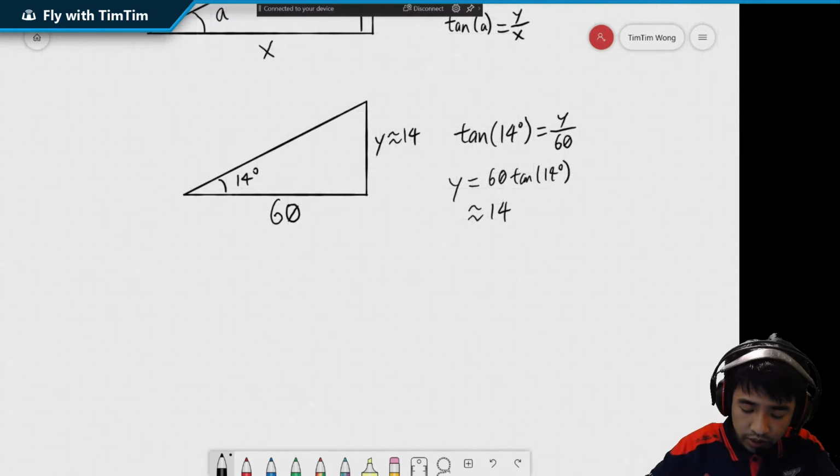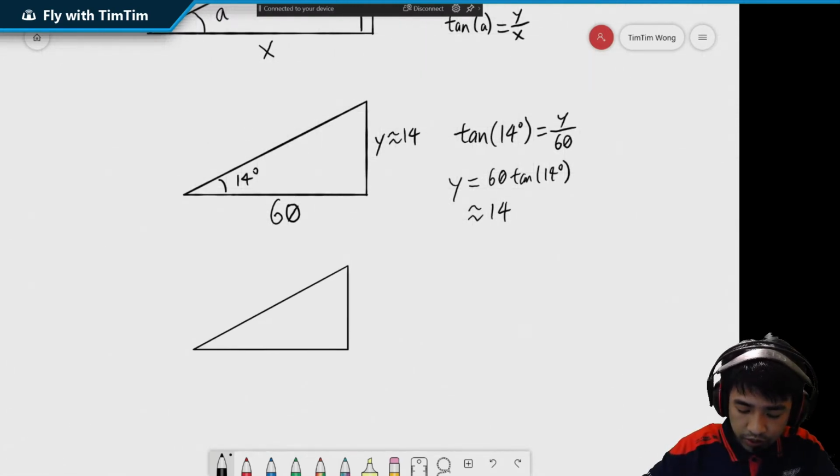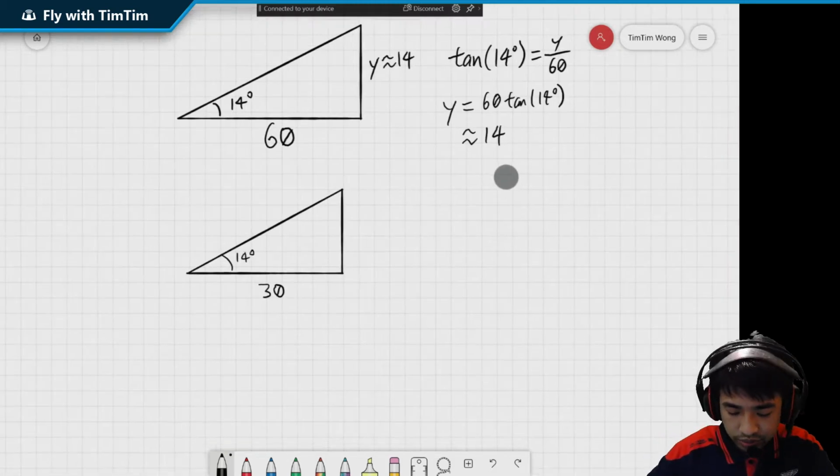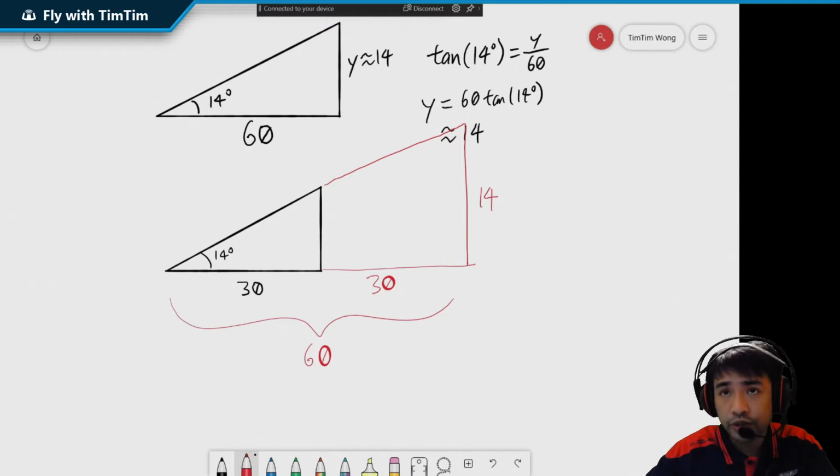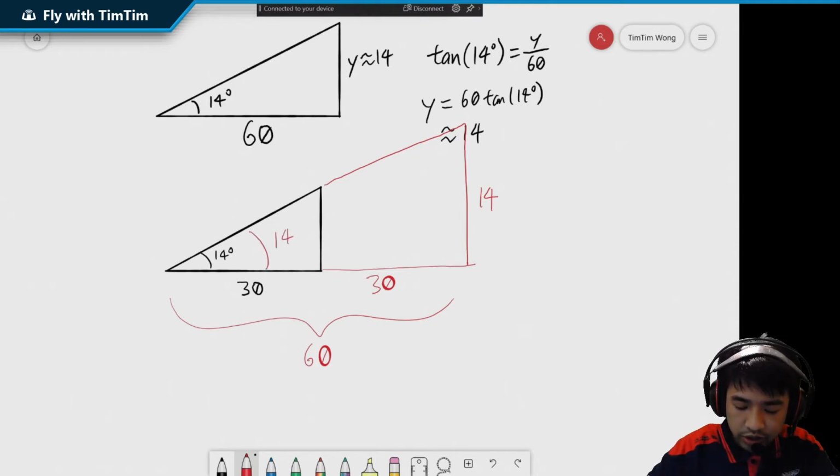Now, what if it is only 30 here and it's 40 degrees? What do we do? I can extend this line, add another 30 here. So the whole thing here is 60. And we know that here is approximately 14.